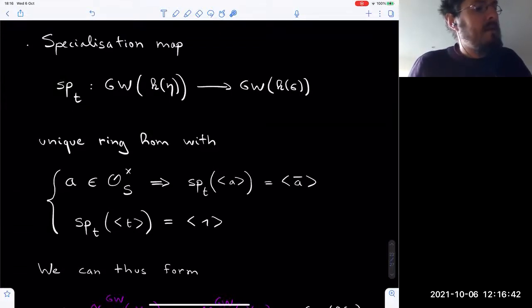So this specialization map is the unique ring homomorphism with the following two properties. First of all, if I take a unit, something which is actually a unit in S, then I can just reduce it, and that's what the specialization map does. It takes the class of this one-dimensional symmetric bilinear form, and it just sends it to the same thing with the reduction. But it has to be normalized for the non-units, and the normalization is given by this t. So it has to send the class of t to 1.